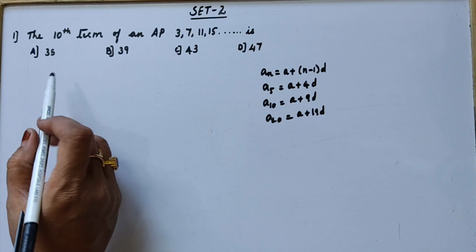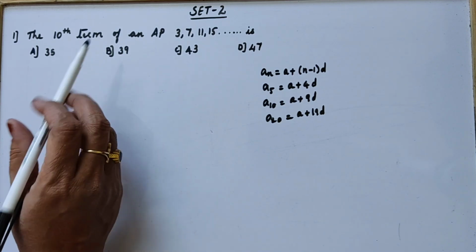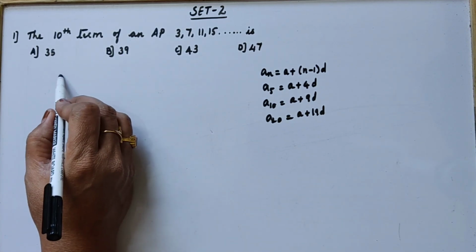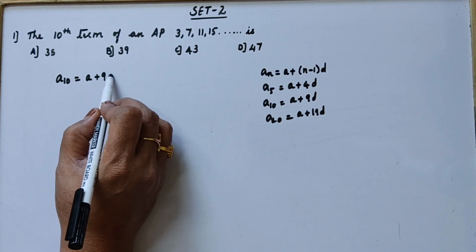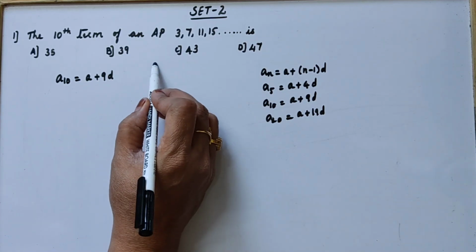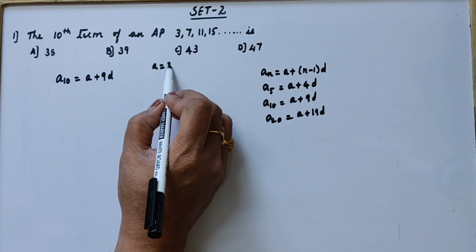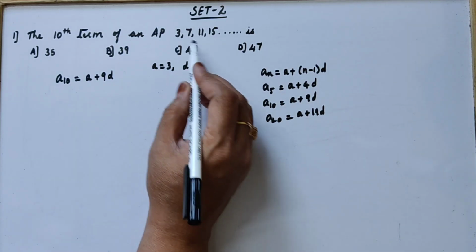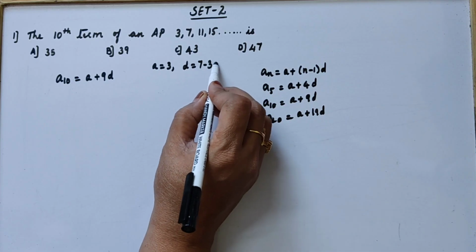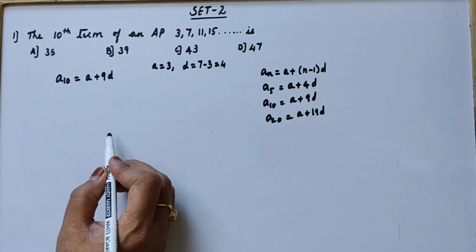So likewise, we have got here 10th term of an AP. We need to find out 10th term. So a10 equals a plus 9d. We know the value of a, that is the first term, 3, and common difference, second term minus first term, 7 minus 3 equals 4, right?